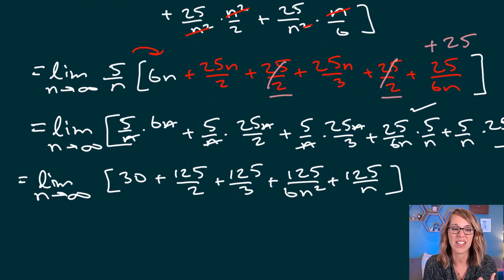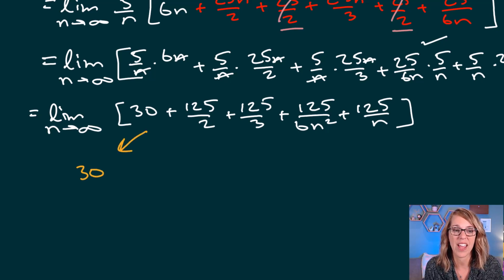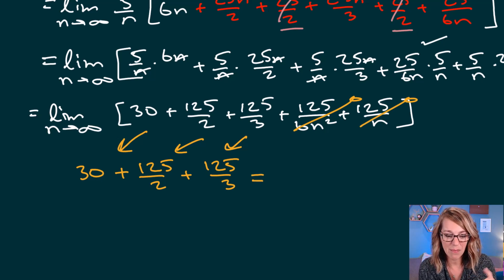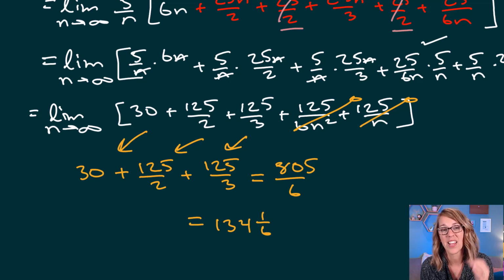Well, as n goes to infinity, 30 and the 125 over 2 and the 125 over 3 do not depend on n. So these just come out as is. So I get this, this, and this. Okay, so those are those. I do have an n in the last two terms. If I put infinity in here, I get 125 divided by 6 times infinity squared. 125 over infinity goes to 0. The next one is also 125 over infinity. That goes to 0 as well. So I am left with this sum. If I add that up in my calculator, I get 805 over 6, also known as the answer, which is 134 1/6.